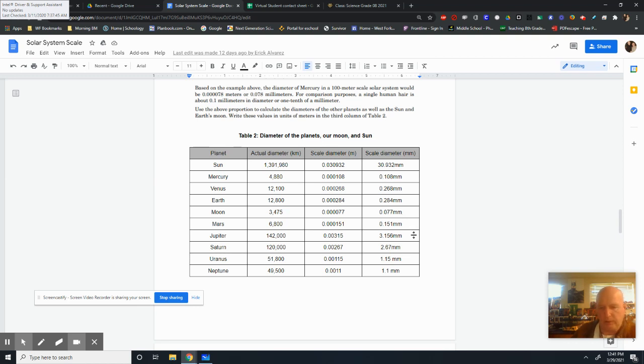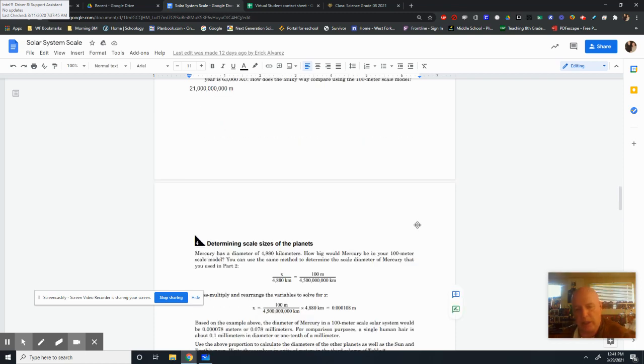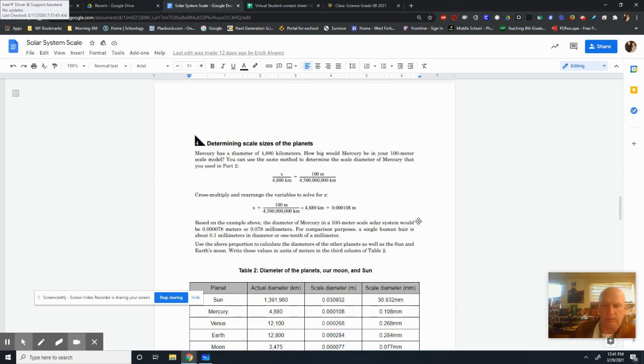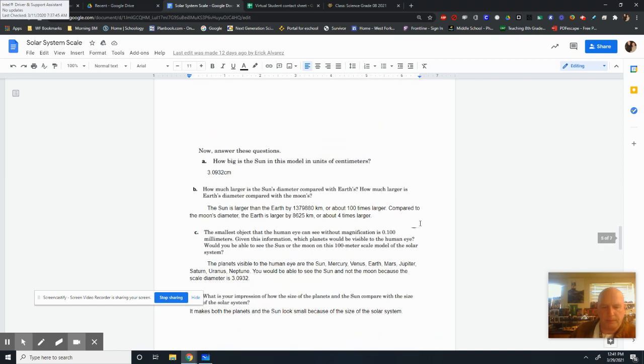I could see Mars. I could see Jupiter. I could see Saturn. I could see Uranus. Could I see Neptune? I could see Neptune. What about Pluto? Pluto's much smaller. You may not have had to do Pluto. It's not on the list, so don't worry about it. But no, you could not, because it's roughly about the size of our moon. Okay? So let's go to the next question.